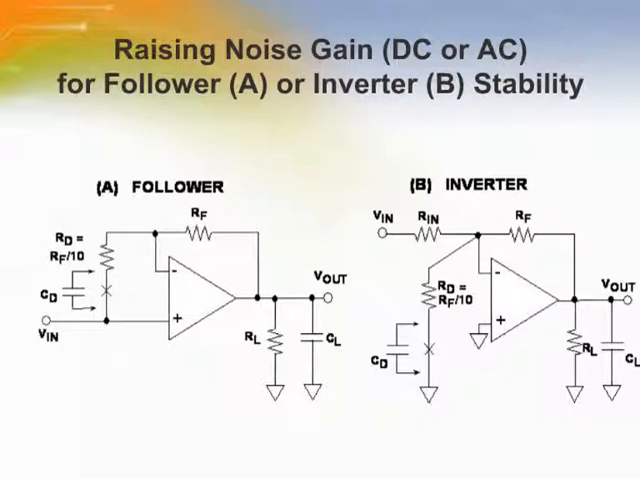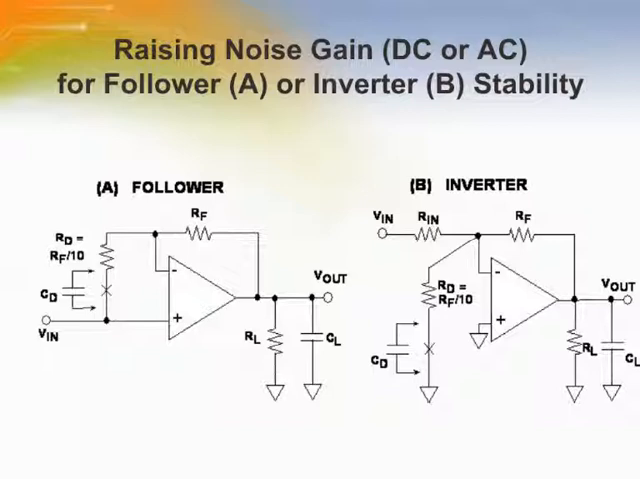The follower circuit A and inverter circuit B show a general method for increasing the noise gain without increasing the signal gain of the circuit. The signal gain of the follower is plus 1, and that of the inverter is minus 1. In the example, the noise gain is increased to approximately 11. The drawback to this trick is that both the DC offset and input noise of the amplifier are raised by the value of the noise gain when R sub D is DC connected.